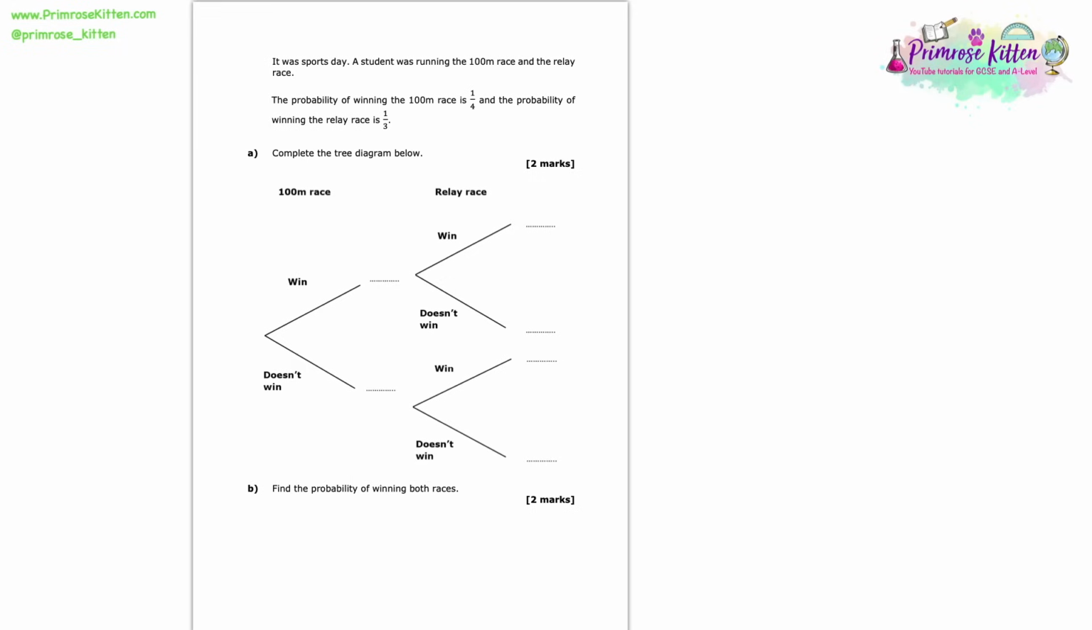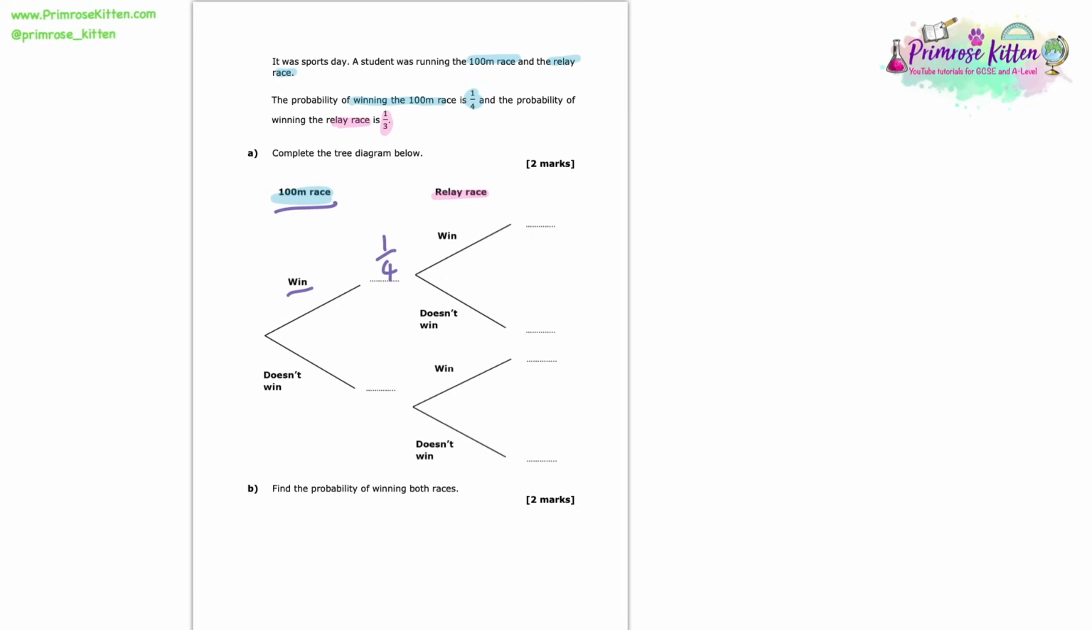Here we're told that we have a sports day and a student was running the 100-metre race and the relay race. We're told here that the probability of winning the 100-metre race is 1/4. And we're also told that the probability of winning the relay race is 1/3. So we're asked to use that information to fill in the tree diagram below. So straight away we know that the probability of winning the 100-metre race is 1/4. So here, next to the win, I'm going to write 1/4.